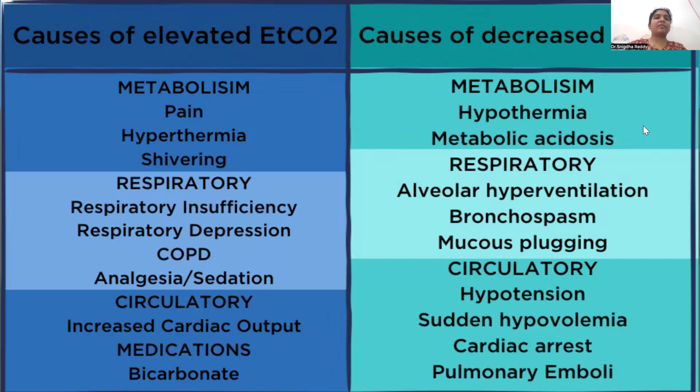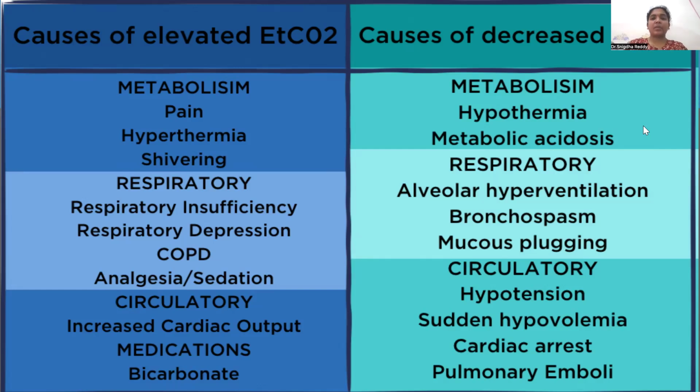So what are the causes of increased EtCO2? Based on metabolism, increased metabolism, like high metabolic states, including pain, hypothermia, shivering. Respiratory causes: respiratory insufficiency, respiratory depression, and COPD, analgesia, sedation. Perfusion wise, increased cardiac output, and medication wise, bicarbonate. These are all reasons for elevated EtCO2.